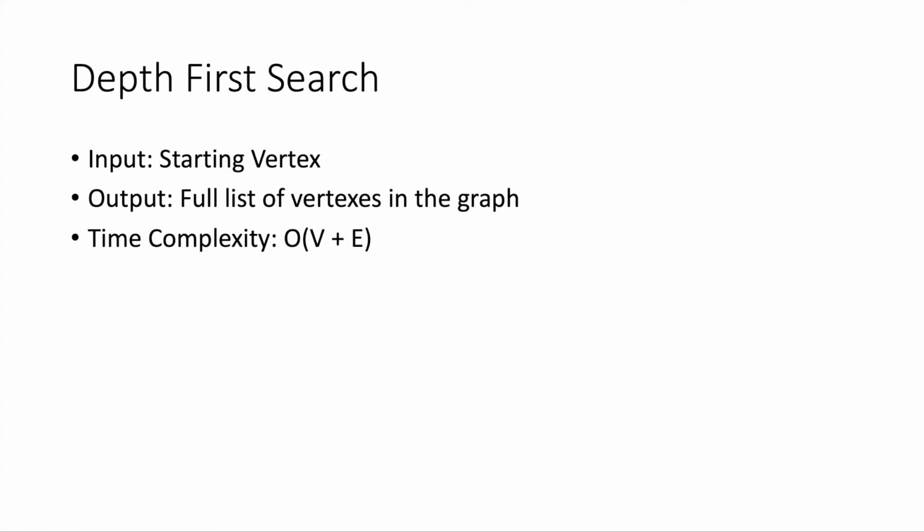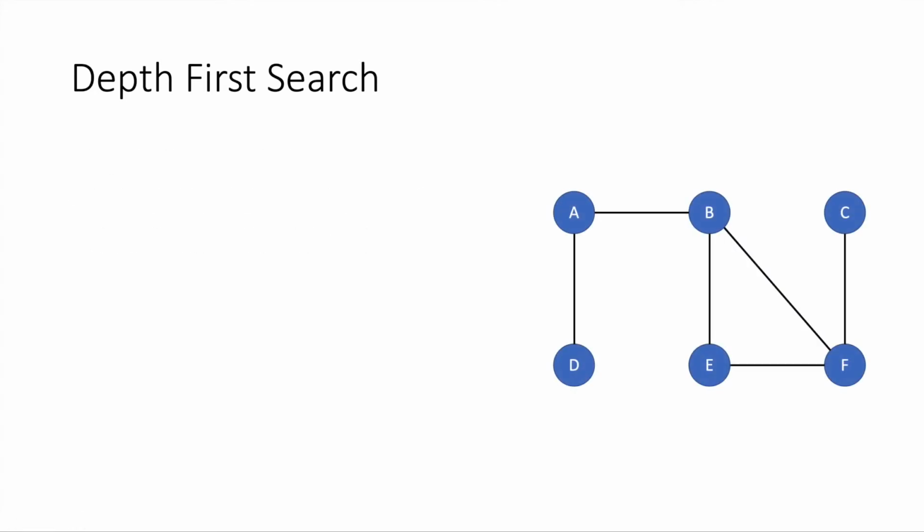Let's look at how the depth-first search traverses this simple graph. Starting at node A, the depth-first search will choose one of its neighbors, and then choose one of its neighbors, and one of its neighbors, and so on until it reaches an endpoint. If the depth-first search chose vertex D first, it would immediately reach an endpoint and mark that path as visited.